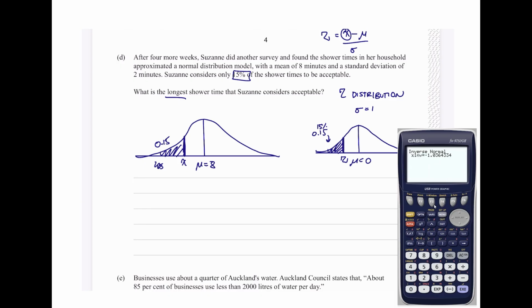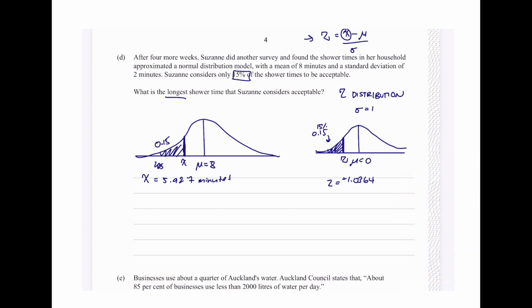So if we do that, we're going to get a z-score of negative 1.0364. Then what we can do is plug this into that formula. Now, just to let you know, we don't actually have to do this. We can do it directly on a calculator by keeping the area to be 0.15 and just use the standard deviation and the mu that's already given to us. So if I put the standard deviation as 2 and mu is 8, it will give us a value of x, and that value of x is 5.927 minutes.